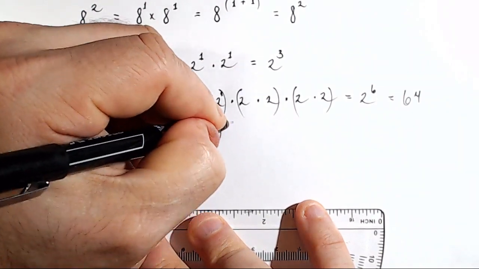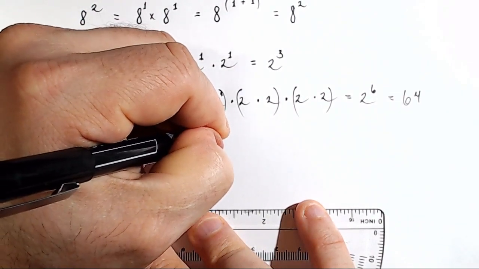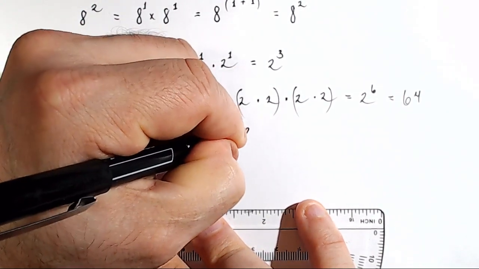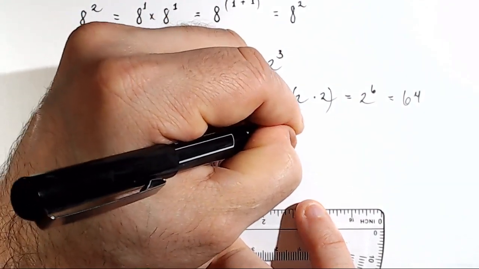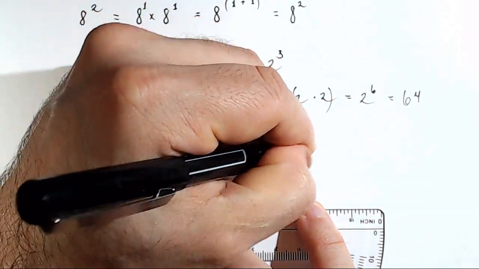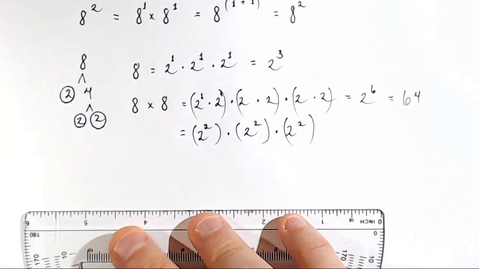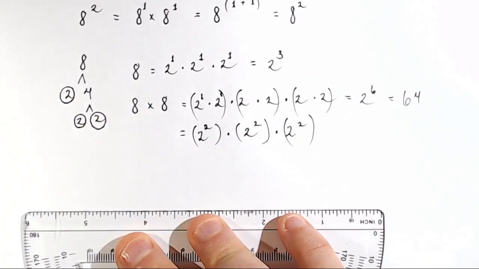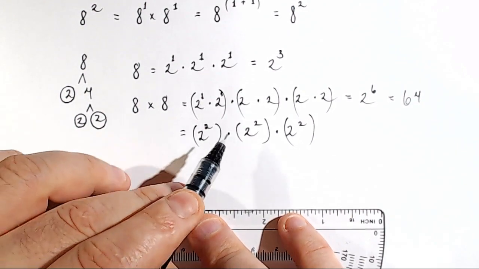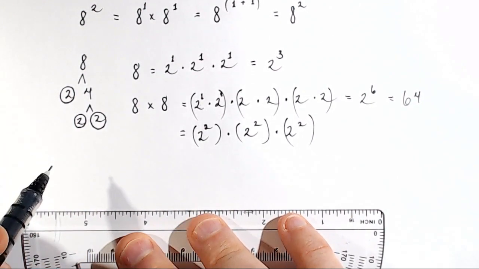So I'm going to rewrite 8 times 8 as 2 squared times 2 squared times 2 squared. And I still have 6 2's. Here are 2 of them, here are 2 of them, and here are 2 of them. Just multiply together. I didn't change anything about the problem. I just changed how I'm grouping the prime factors.